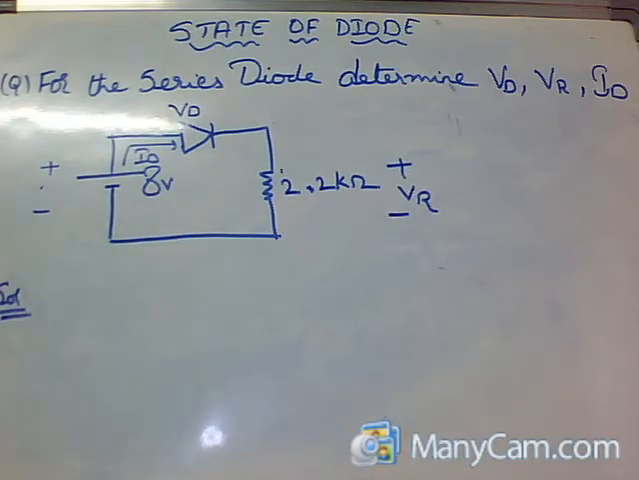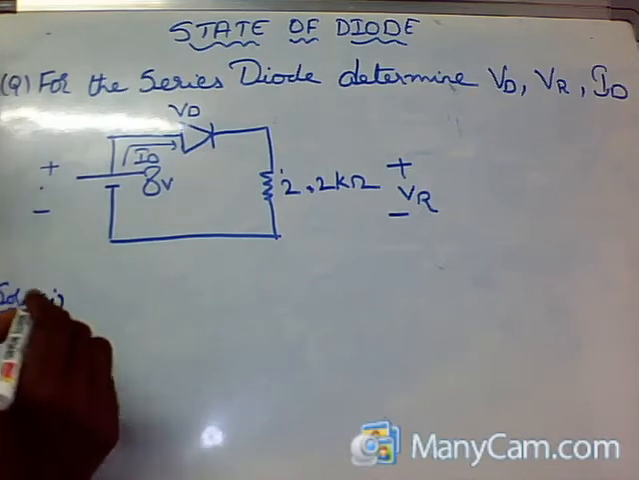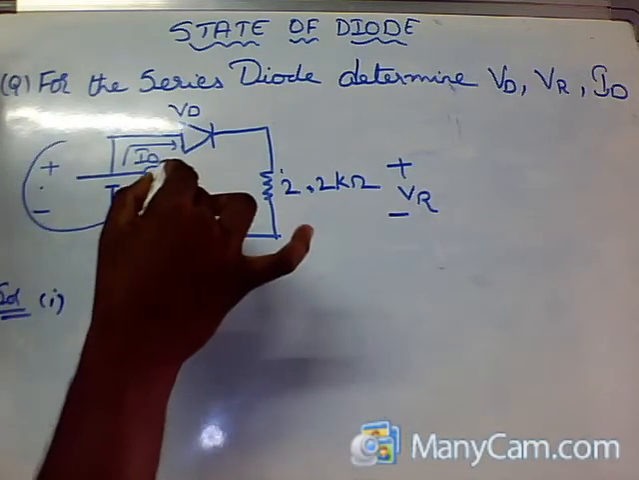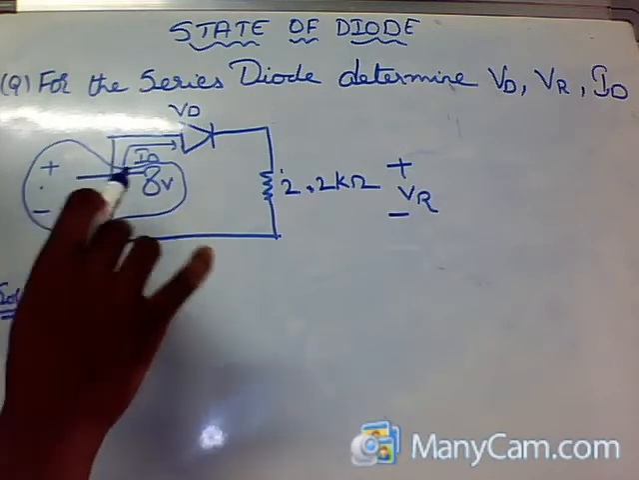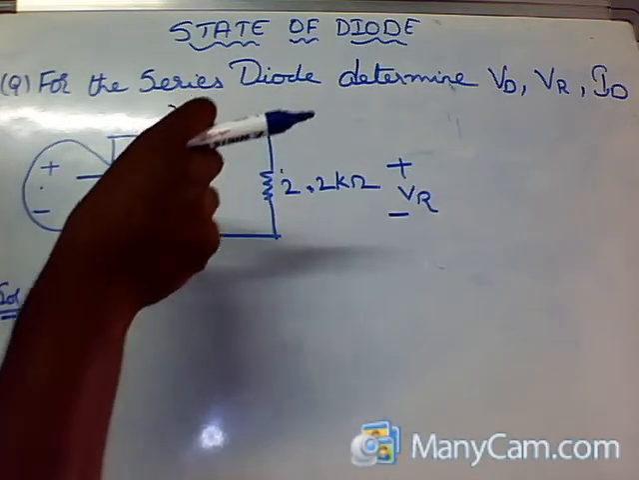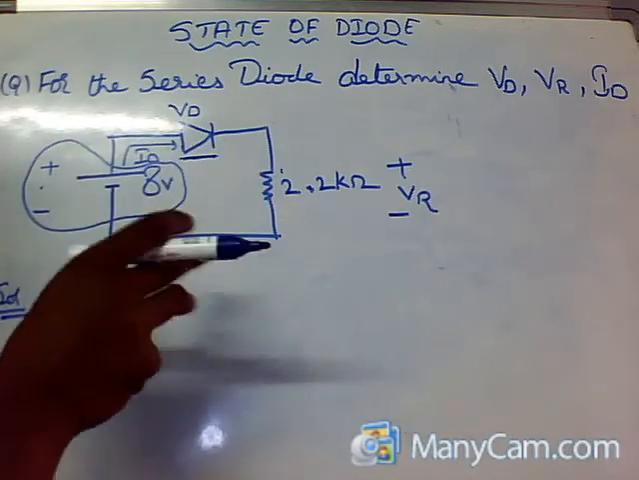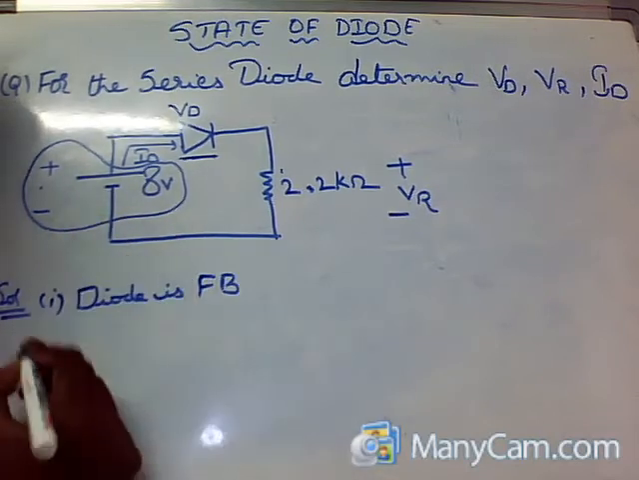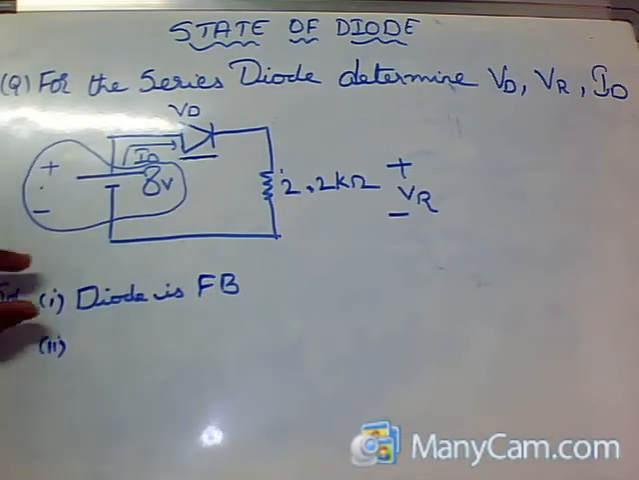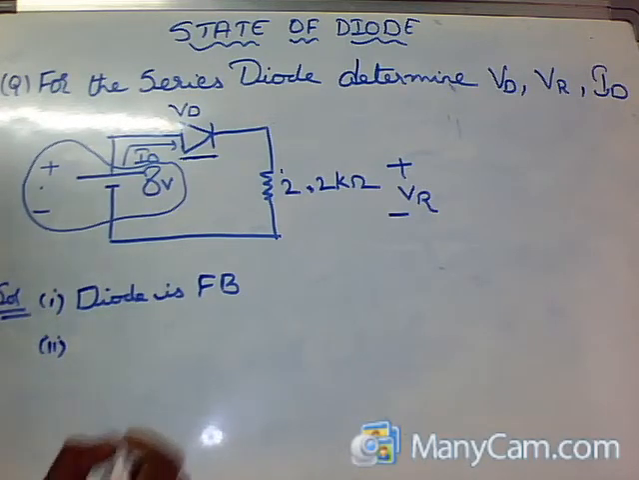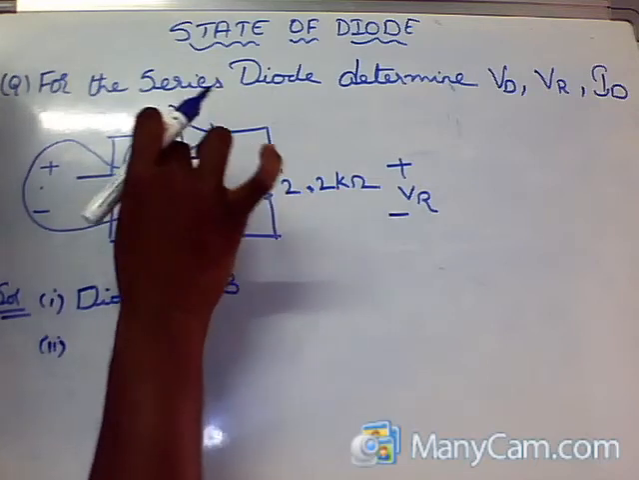Solution. As I said earlier, the first step is to find the state of the device. Here my source is an 8 volt source. So it is applying a pressure of current ID in the direction of my diode, my device. So by looking at the circuit, we can clearly tell that the diode is forward biased. Second, after finding the state of the device, just replace the device with its approximate model. Here, it is mentioned in the question that it is a silicon diode.